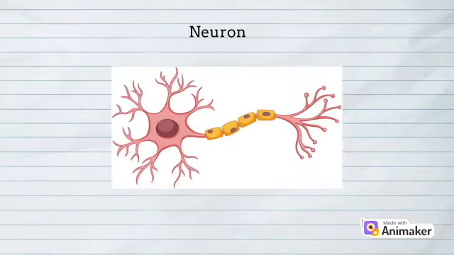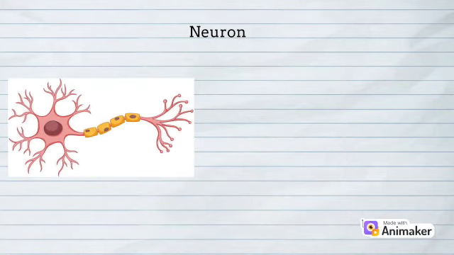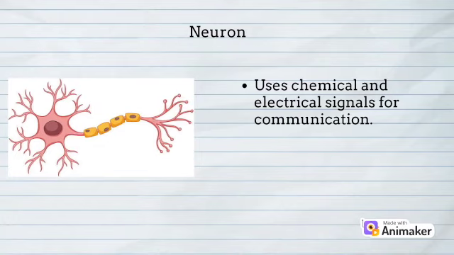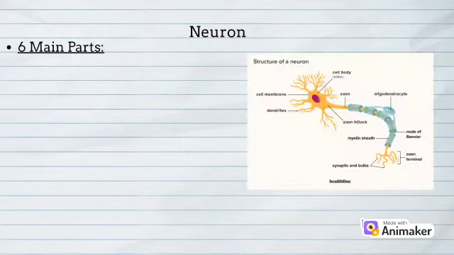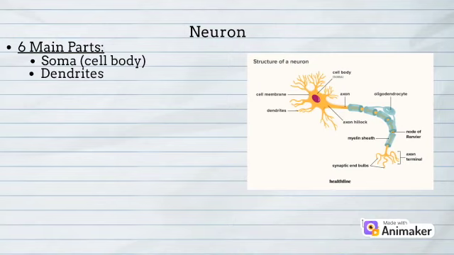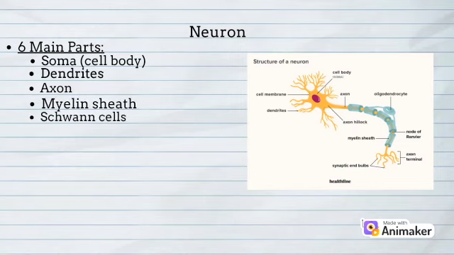One of the most important parts of neurocommunication is the neuron. Neurons are the fundamental building blocks of the nervous system. It uses both chemical and electrical signals to communicate. There are six main parts that make up a neuron: the soma, or cell body, the dendrites, the axon, the myelin sheath, the Schwann cell, and the nodes of Ranvier.